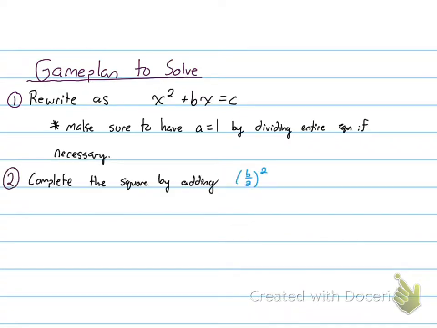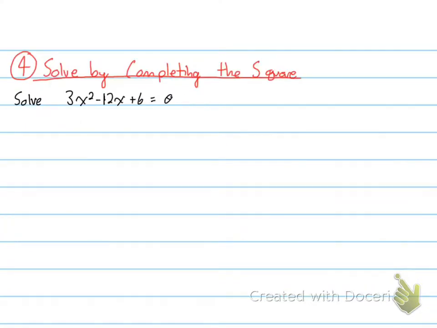From there, I'll complete the square by adding that magic number. Then I'll be able to factor, and then finally, I can do the square root and solve for x ultimately. So let's look at one more example to finish this video. I want to solve the equation 3x squared minus 12x plus 6 equals 0.